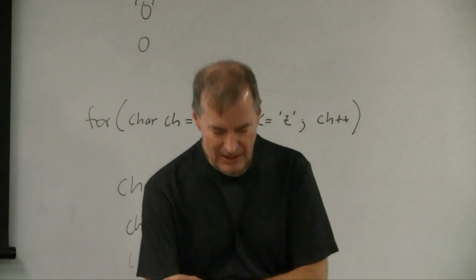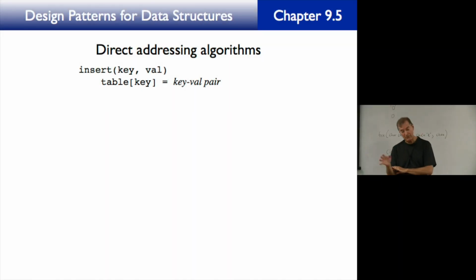So now, here's the next question. Oh, wait, before we go to the next question, let's take a look at what our algorithms would be. How would you insert key, comma, val? What would you do? Just that. Table sub what? Key gets what? Key value pair. No loop. No binary search. No if left then blah, blah, blah. Are you with me? Does everybody see that that's what that would be?